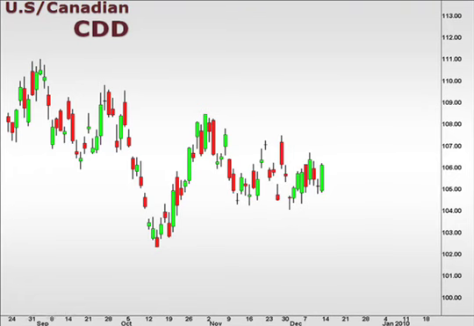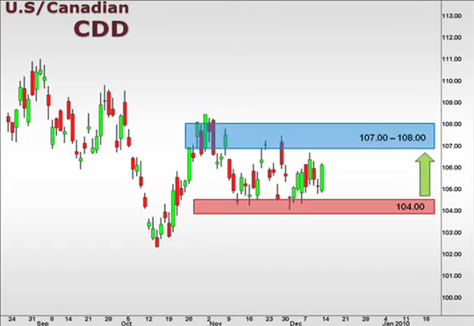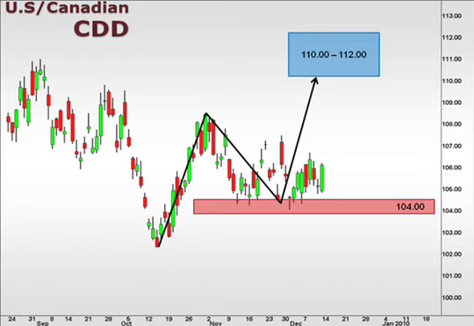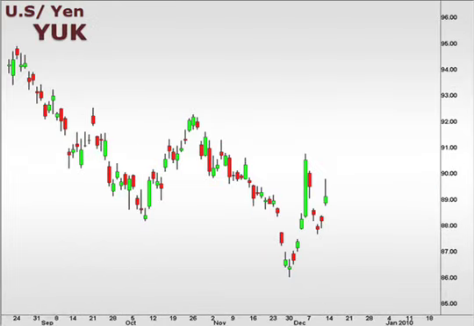Well, the US dollar continues to respect the 104 support level as it holds its ground against the Canadian dollar. The 107-108 focal zone remains an important overhead resistance, a break of which should yield an extended move into the 110-112 box. Let's take a look at the YUK, the US versus the yen.